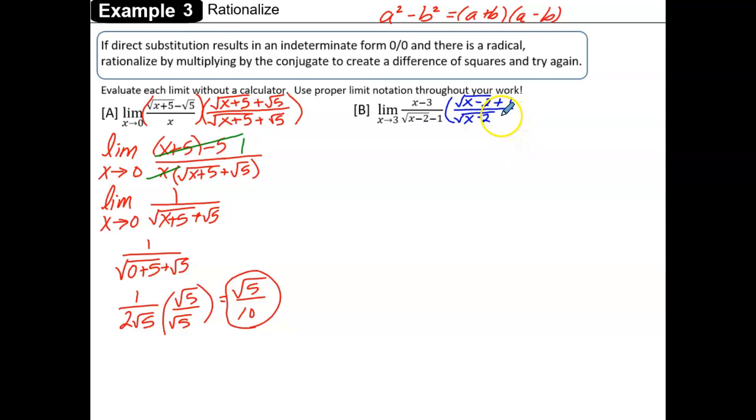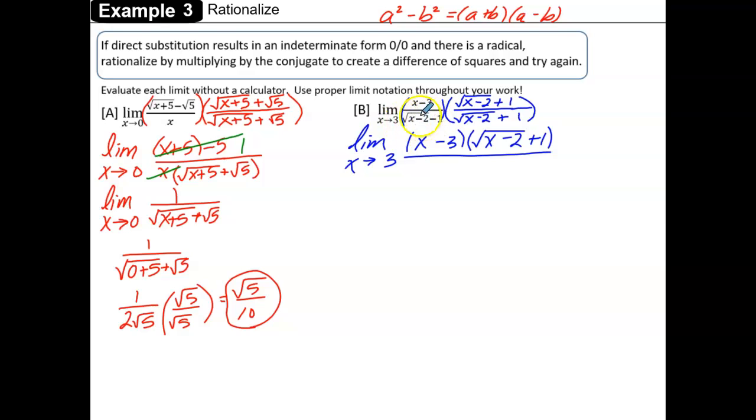And we're going to multiply that same value in the denominator as well. Square root of the quantity x minus 2 plus 1. And that's going to form a difference of squares in the denominator. So we'll simplify to get the limit as x approaches 3. And in the numerator, we'll have that factor of x minus 3 and a factor with the square root of the quantity x minus 2 plus 1. In the denominator, we have a difference of squares.